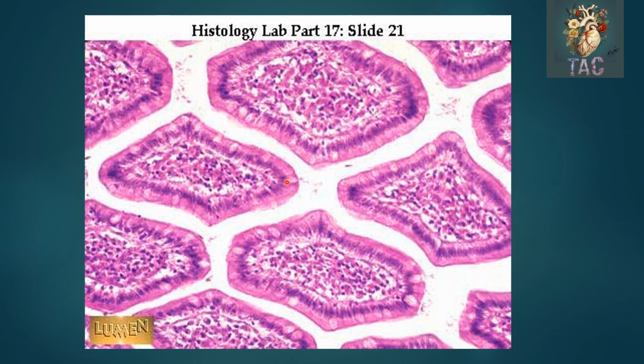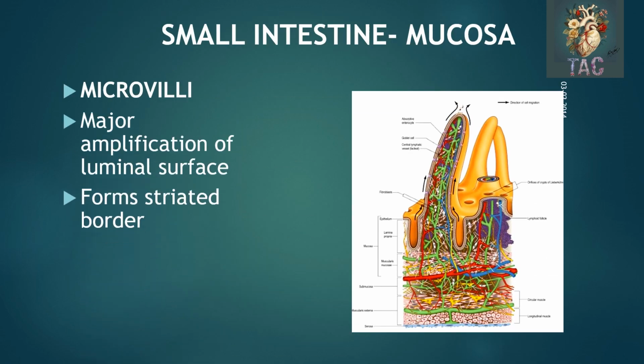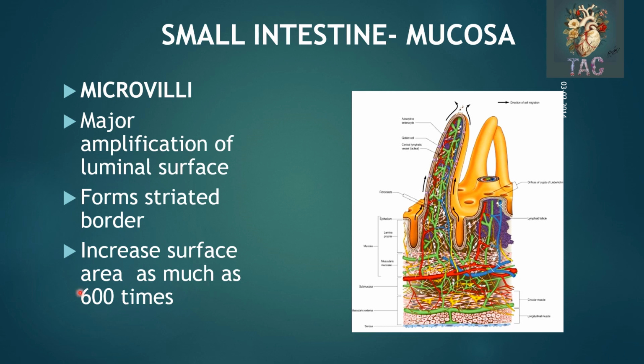This is the cross section taken from the surface of the villi. This is the tip of the villus, another tip of the villus, another tip of the villus, and these villi are covered by simple columnar epithelium with goblet cells, and the core of the villus is formed by the lamina propria. Microvilli, a major adaptation of the luminal surface, form this striated border and increase the surface area as much as 600 times.